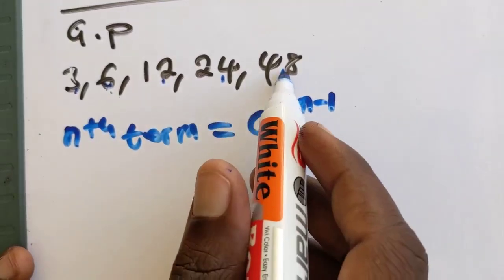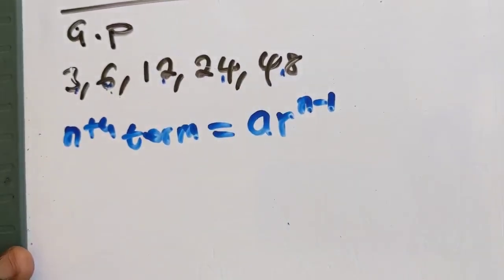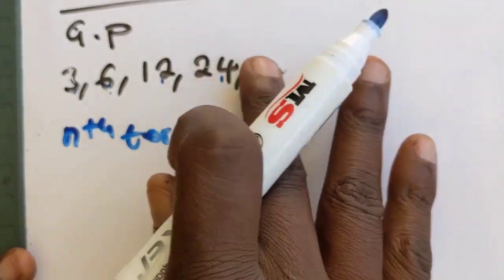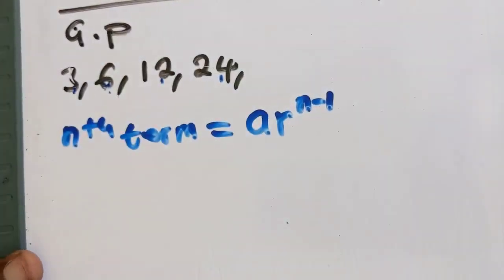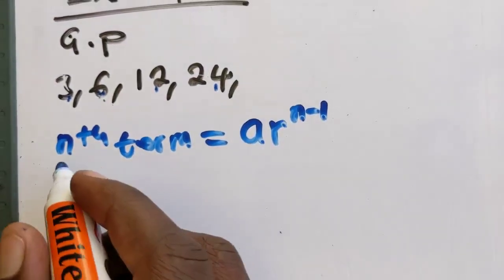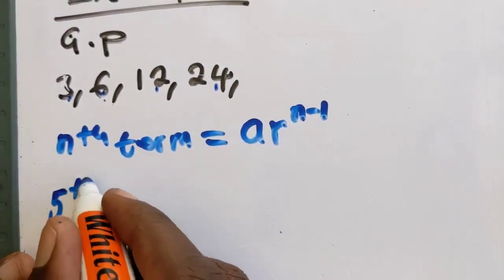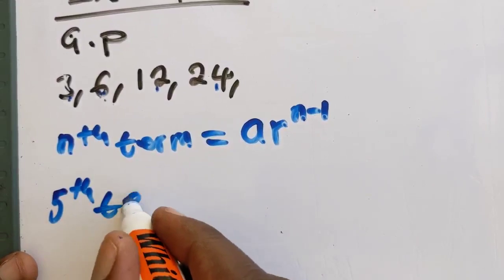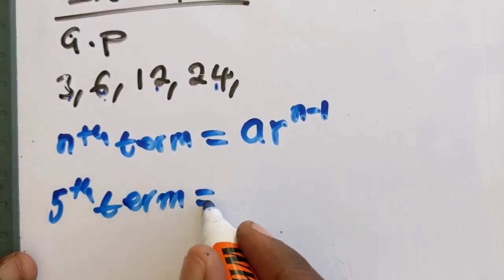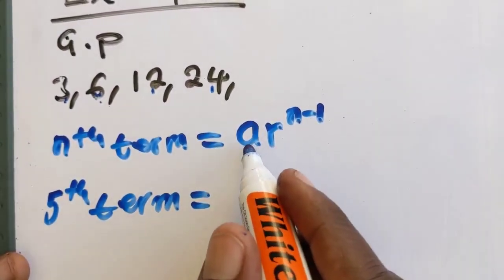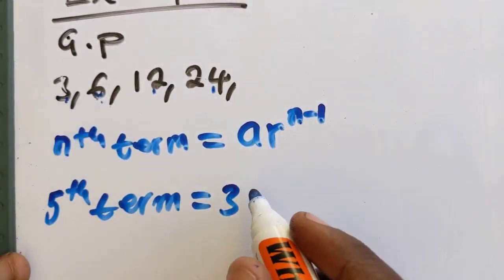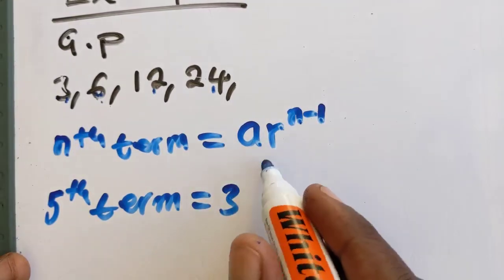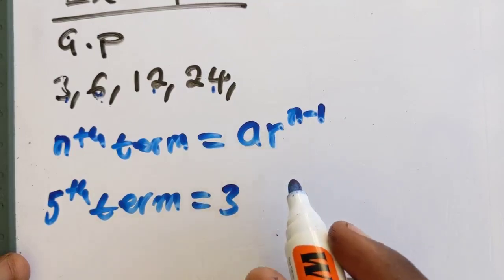So we know that the fifth term is 48. But let's say we don't know it. You are looking for the fifth term. So a, it is the first term. You get the first term as 3. Then the common ratio r.